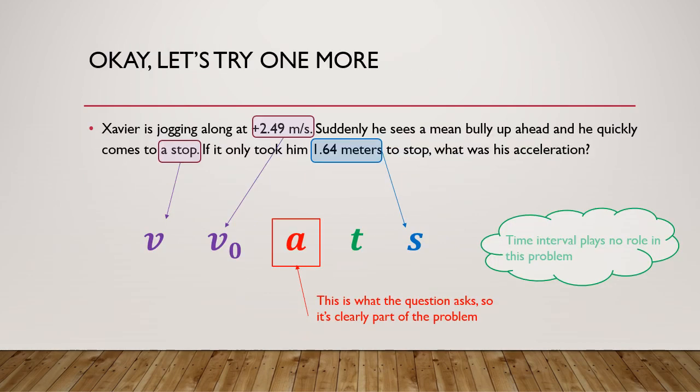We then plug in these values. So again, to look at them again, the final velocity is a stop, so it's 0. Its initial velocity is 2.49 meters per second. We're solving for acceleration, and we know that it takes him 1.64 meters to come to a stop. So he's going to be slowing down. That's a key thing to pay attention to, because he's running and he comes to a stop. That means he's braking.